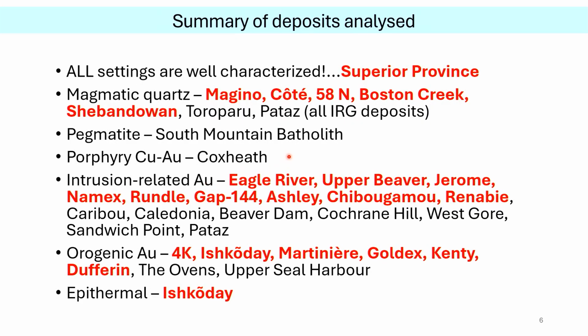I won't go over all of the different settings, but there are about 39 or 40 different deposits I looked at. About 25 of them were from Superior. The bold red deposits are the ones in Superior. For the data set, I looked at magmatic quartz, so quartz in the host rocks for these systems, like Magino and Côté, et cetera. And then we also looked at a pegmatite system from Nova Scotia, a porphyry copper from Nova Scotia, various intrusion-related systems across Superior, orogenic systems in Superior, and then one epithermal deposit.